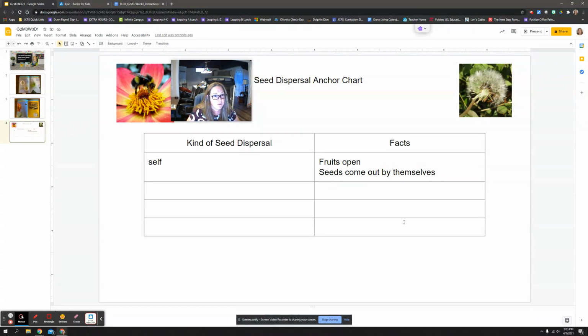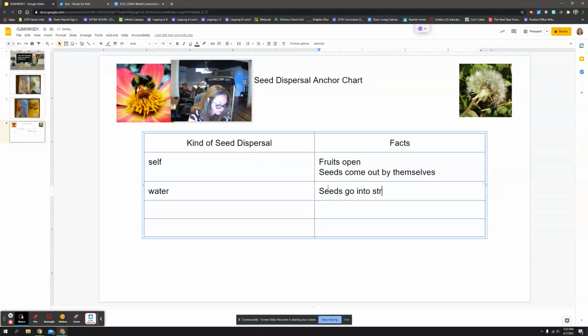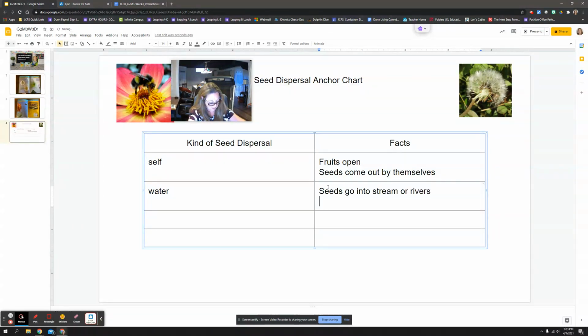All right, another one I saw today was water. The coconuts, remember? So water can move seeds. I'm going to say by water is a kind of seed dispersal. Seeds go into streams or rivers, and seeds move until they stick to land. Okay, so that's another way that seeds can disperse.